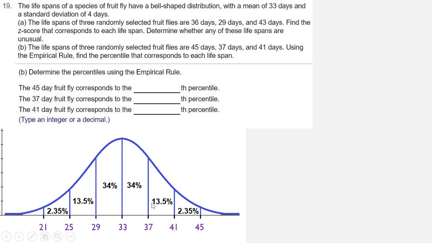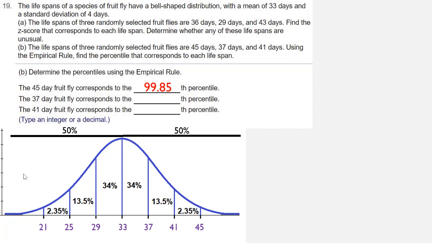So how do we figure that out? We need to have a few more percent values here. And what we need to know is that if we go from the center in either direction all the way out, we have 50% of the data values from that point outward. When we're at the 45 days, we add 2.35, 13.5, and 34 to this 50, and that gets us the 99.85 percentile.